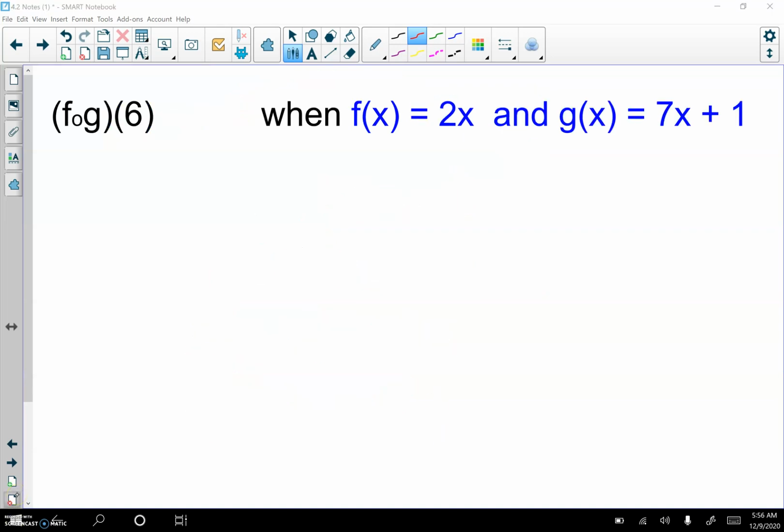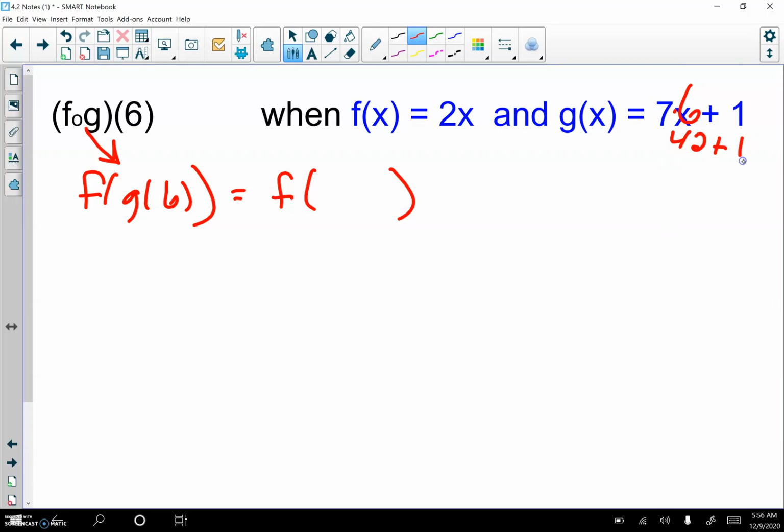And then this one is the same as when we were combining functions, but we had a number to put in. So this one here is f of g of 6. So what you want to do every time you start with that, you want to move to this. I need to find g of 6, so I'm just going to put in a 6 here. That's 42 plus 1, which is 43. And then my second step is to find f of 43. So I'm going to put in a 43 here to get 86. So f of g of 6 is 86.